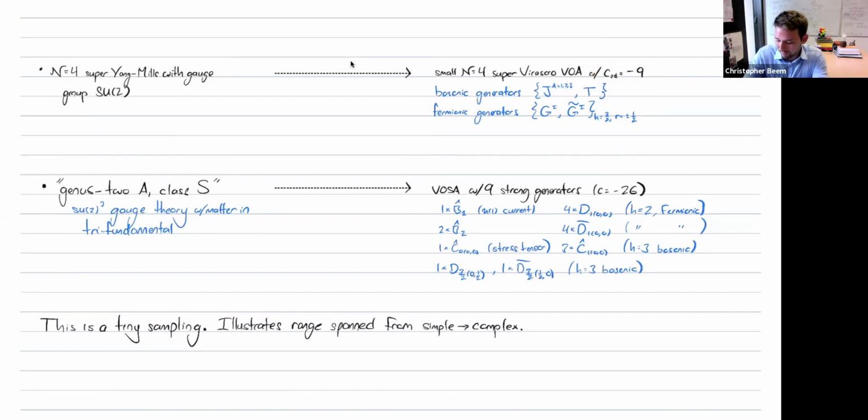So even though at the level of a phrase, small n equals 4 super Virasoro exists in a family, the vertex algebras we run into tend to not exist in families because they live at special values of parameters where you've quotiented by things that can only be quotiented at those values.